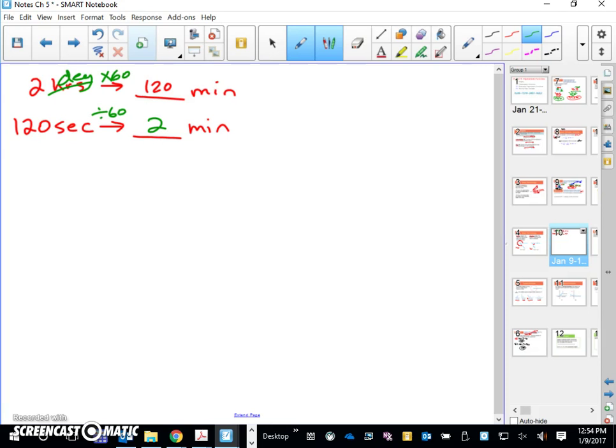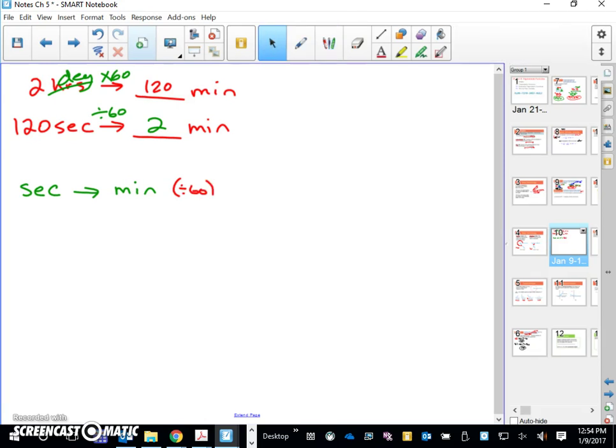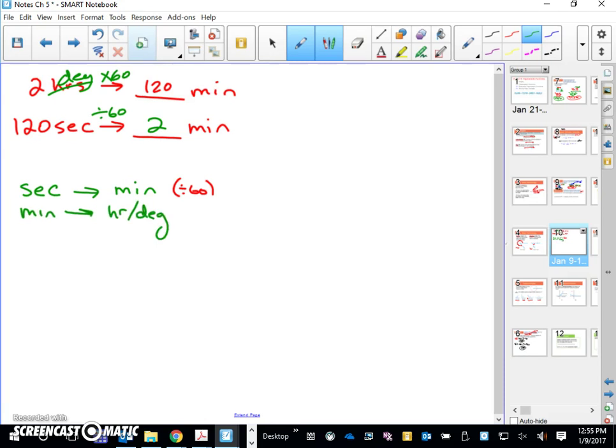So let's think about it. Let's say we were going from seconds to minutes. You got to divide or you multiply. Good. So that's divide by 60, right? Divide by 60. You might want to write this down in the margin or something like that. Might help. If I was going from minutes to hours or degrees, what would I do? 120 minutes would be 2 hours. We're dividing, right? Divide.